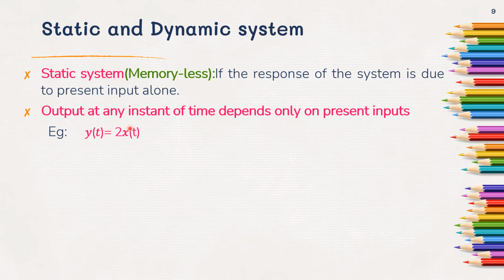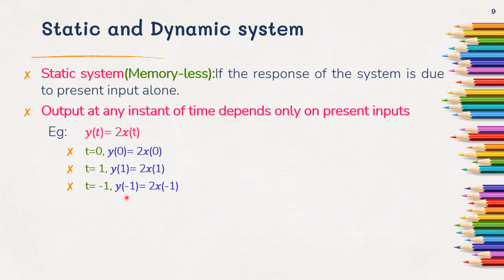Look at the example, y(t) = 2x(t). Now let us substitute time instances. At time t = 0, you have y(0), which is nothing but 2x(0), which means that the output at time instant 0 depends only on the input at time instant 0. In the same way, t = 1, t = -1. Look at all the three cases. The output at any instant of time depends only on the input at that instant of time.